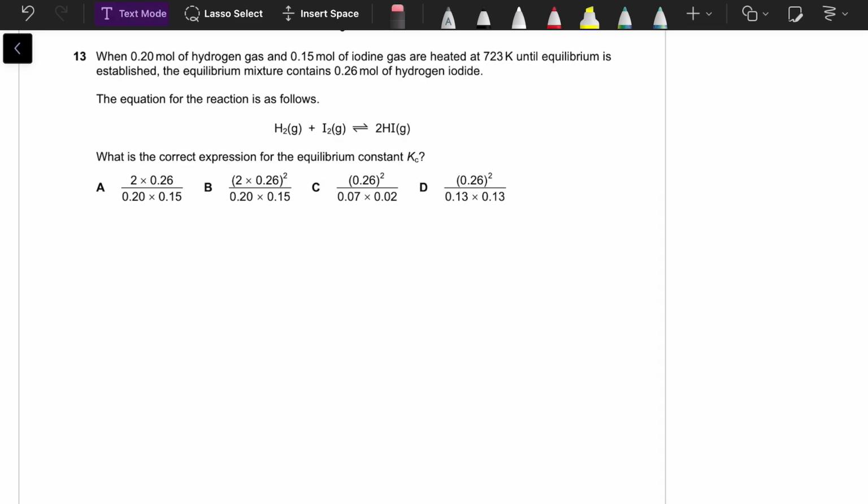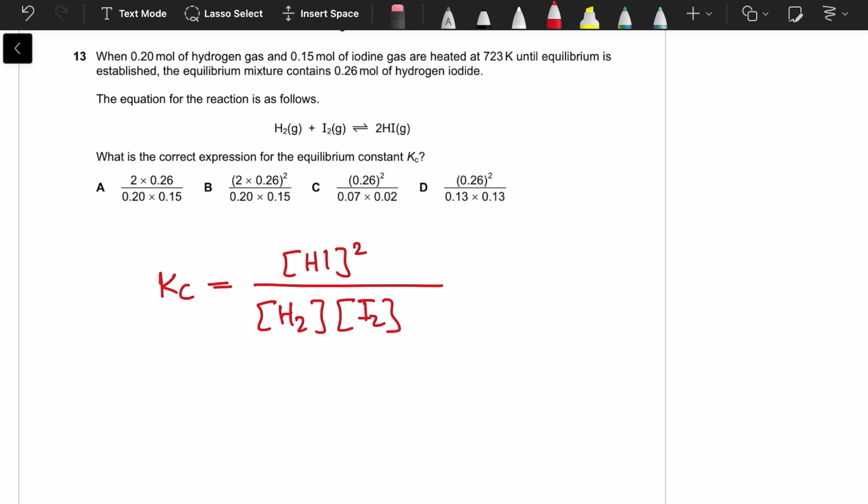Question number 13. When 0.2 moles of hydrogen gas and 0.15 moles of iodine gas are heated at 723 Kelvin until equilibrium is established, the equilibrium mixture contains 0.26 moles of hydrogen iodide. It's given us the equation for the reaction, and it's asked us to give the correct expression for Kc. Kc equation for this is as follows.